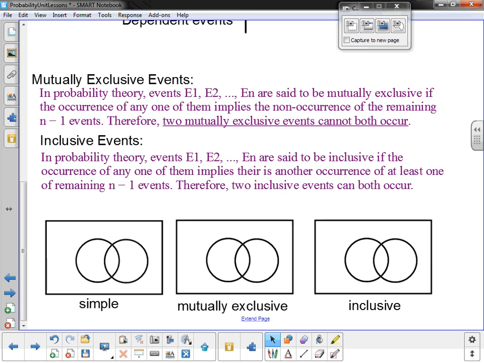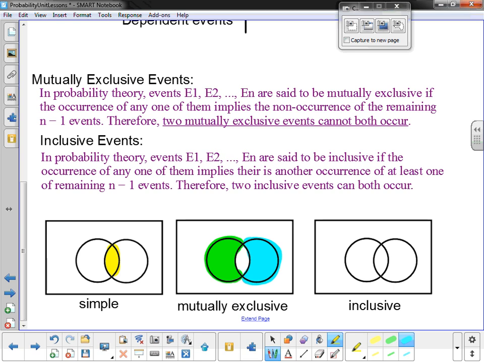So the way this looks, really simply, is if I had a simple event and I made a Venn diagram, all I have is that spot right there. However many things I want to twist and turn into it, all I have is that one spot. That is simple. Mutually exclusive says, okay, I've got this group of numbers over here, and I've got this group of values or items over here. They have no overlap. There's nothing in that middle region. That's mutually exclusive.